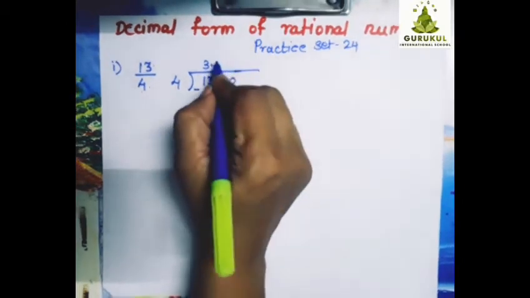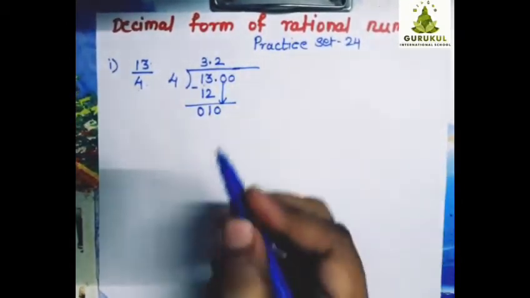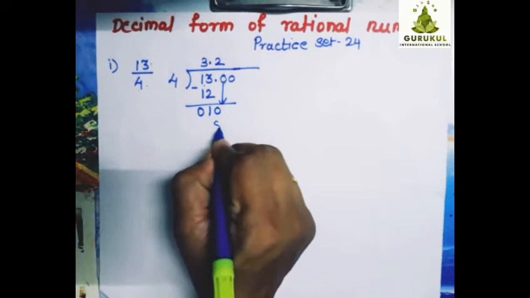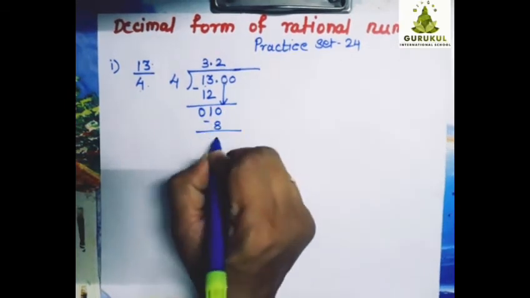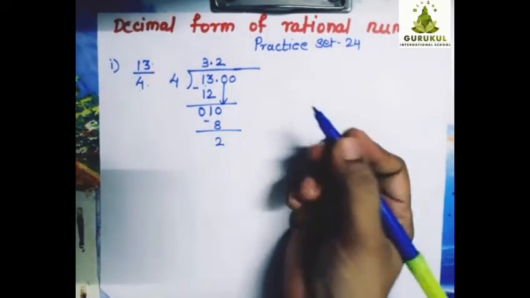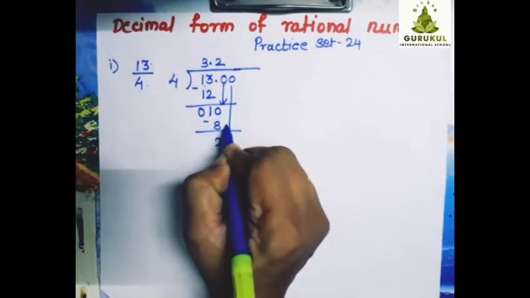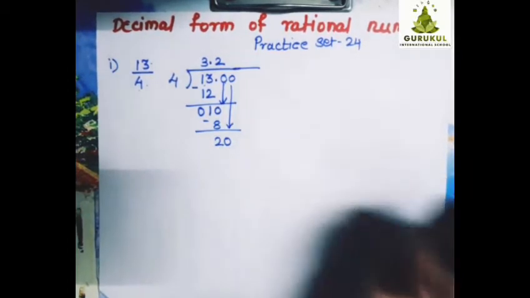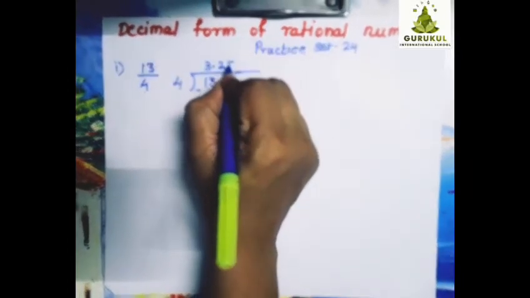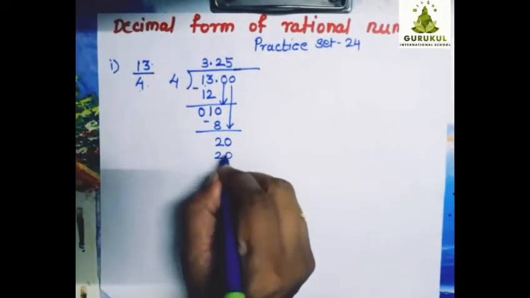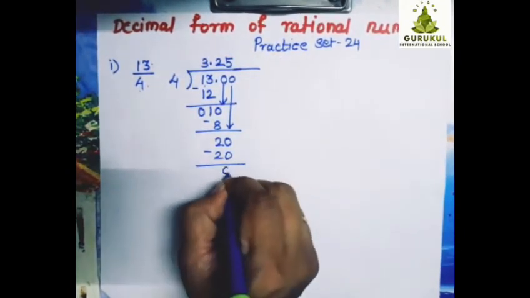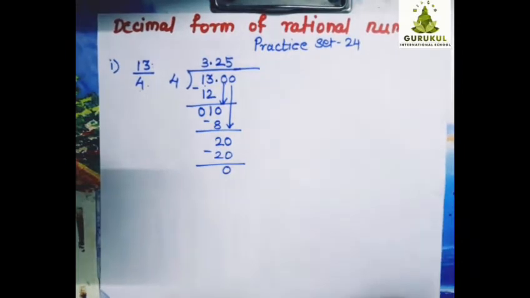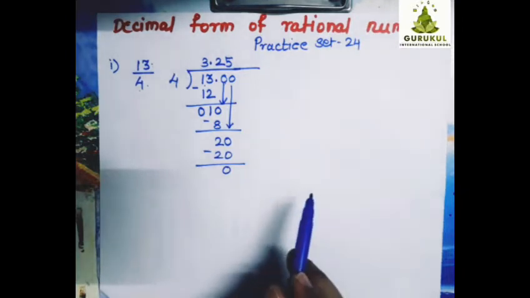Then I will continue the division. 4 2s are 8. 10 minus 8 will be 2, correct. Again the next 0 will come down and 2 will become 20, and then you can write 4 5s are 20. So the remainder comes 0. Once you reach the remainder 0, we have to stop.